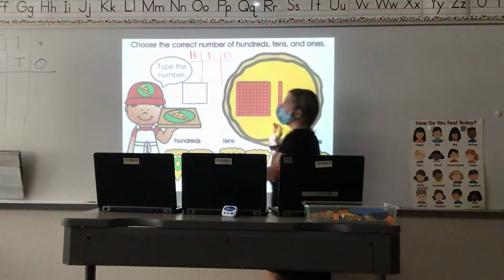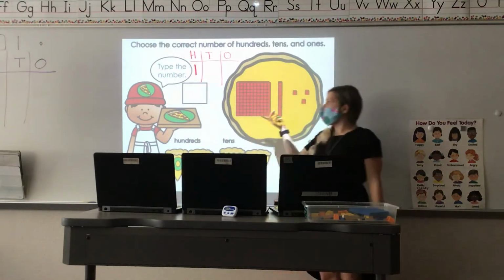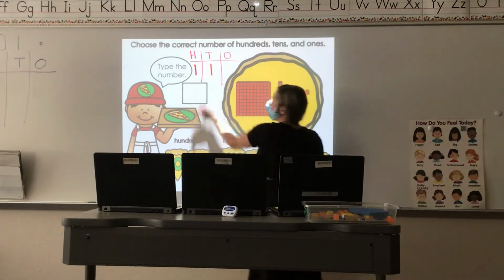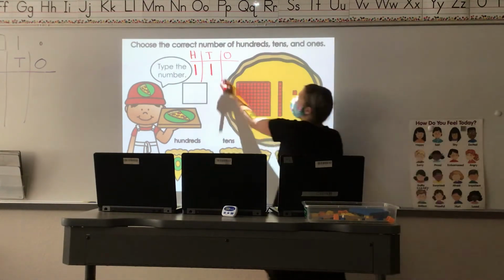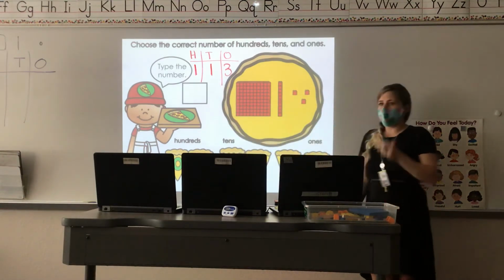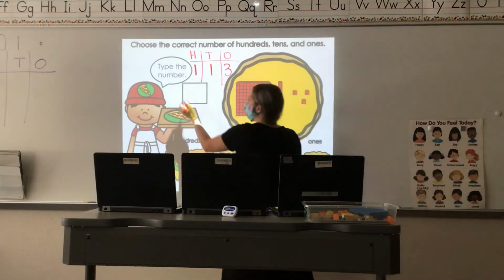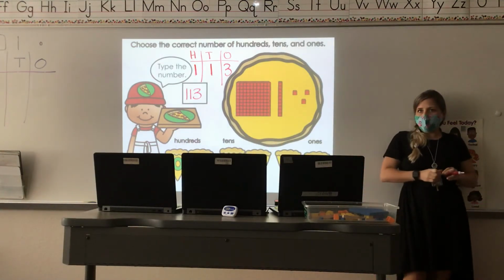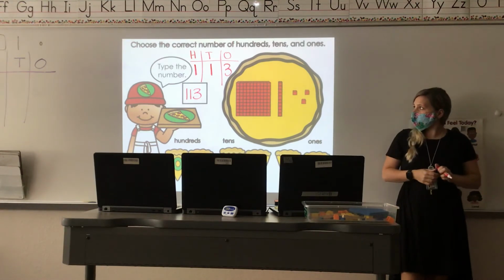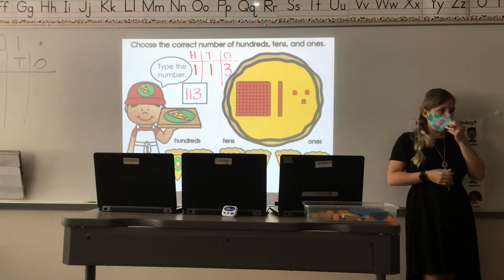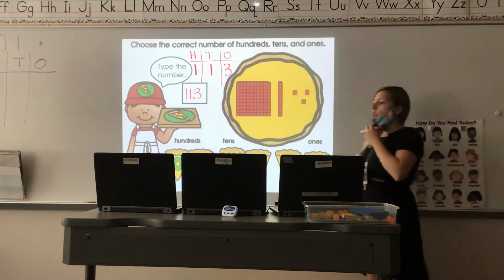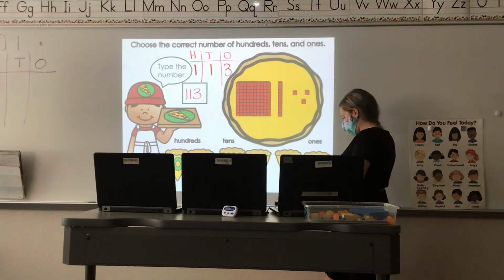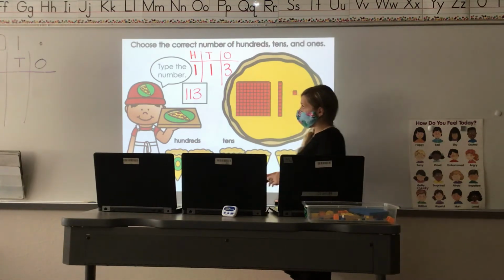1. Then I got 100. How many tens blocks do I have? 1. I have 1 ten. How many ones? 3. So my number on my pizza is what? 113. If you draw your little chart, hundreds, tens, and ones, like me, then you can erase just your numbers.